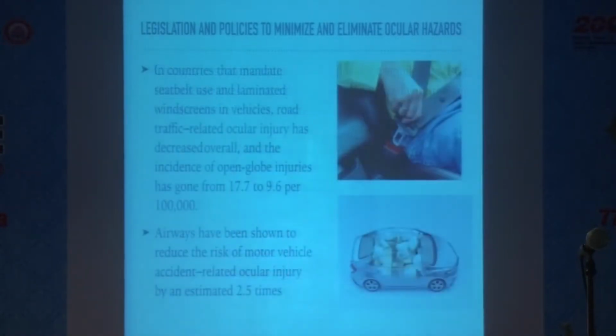We have been mainly focusing on cricket and hockey, but over the last few years we have become one of the world champions in boxing too, so we are getting more sports related injuries. Regarding traffic related injuries, we are more concerned about the other parts, but there are reports of about 17 per 100,000 having ocular injury in a road traffic accident. And in places where the seat belt is compulsory, the incidence has reduced.